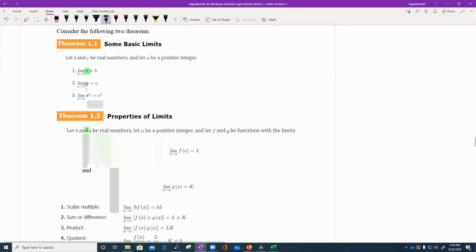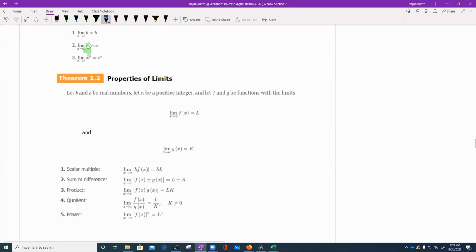What is the meaning of the first three properties here? The first one is you are finding the limit of the function b. B is the constant function, a fixed function. The function value is always fixed, regardless of your x value. That means if you find the limit value of any constant function, the answer is always that constant. No change in the function, okay? Because the function is a constant, fixed value.